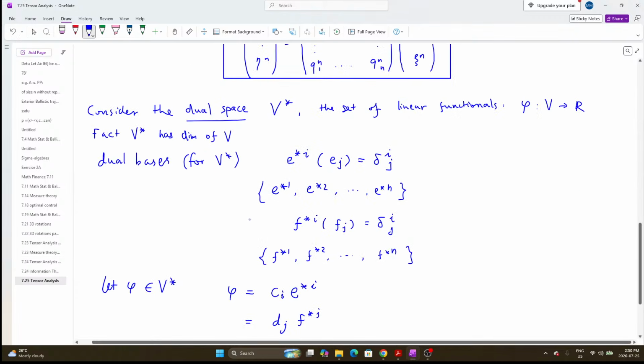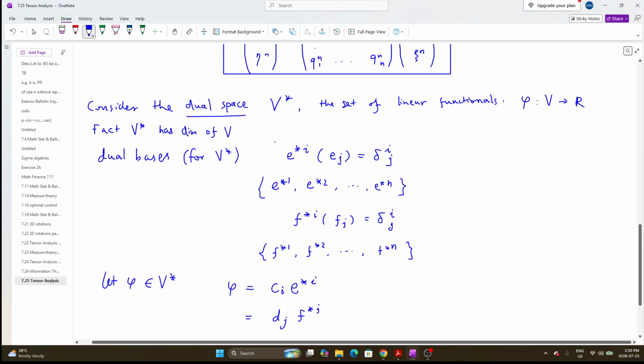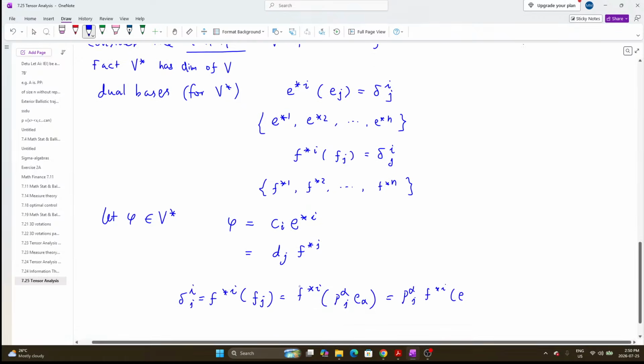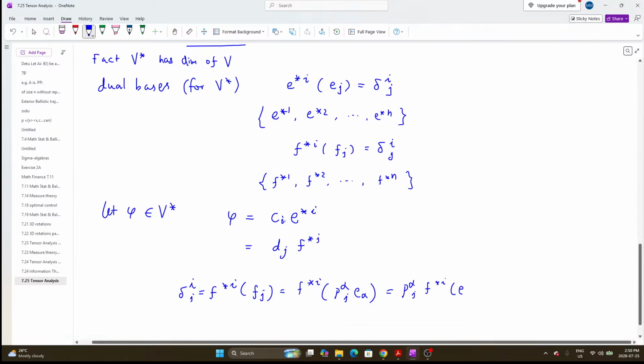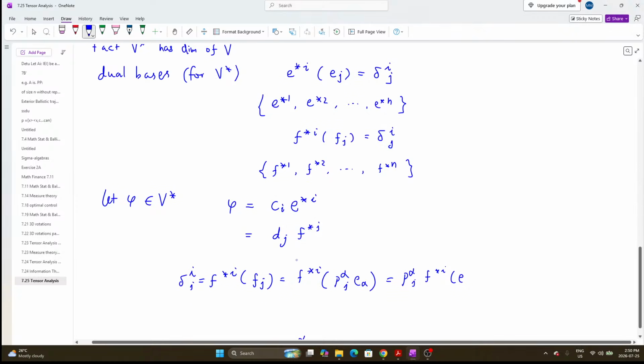So here we formalize this distinction by defining the dual space. The dual space is the set of linear functionals. It takes elements in V and returns a real number. So the index notation is consistent with what we did yesterday. Now it's just a matter of deriving the relation between Ci and dj, which I'm still trying to figure out. So what is the relation between the dual basis vectors?